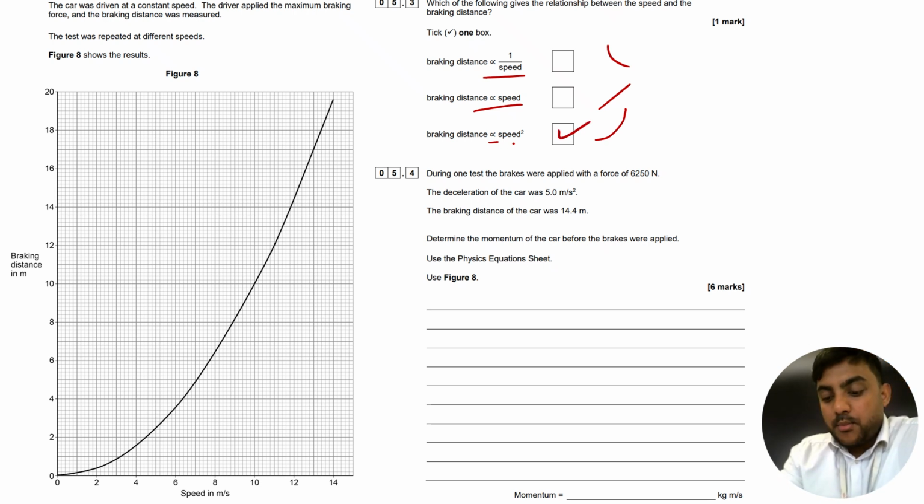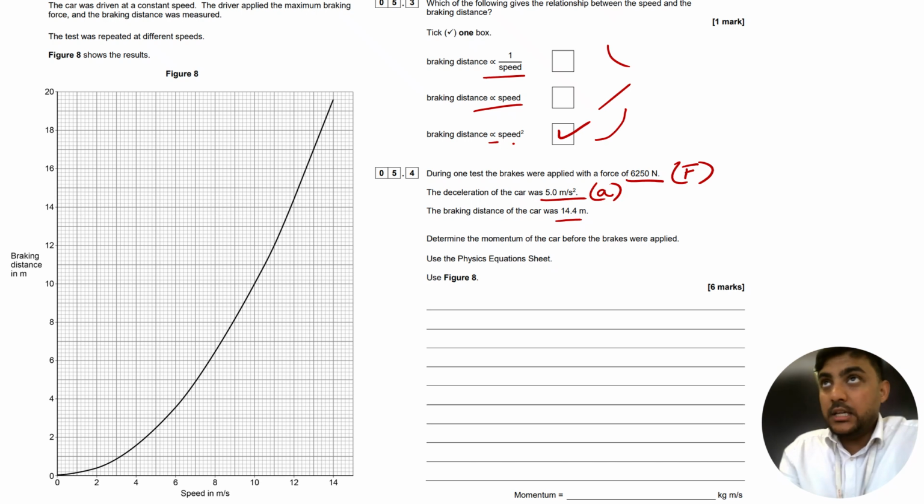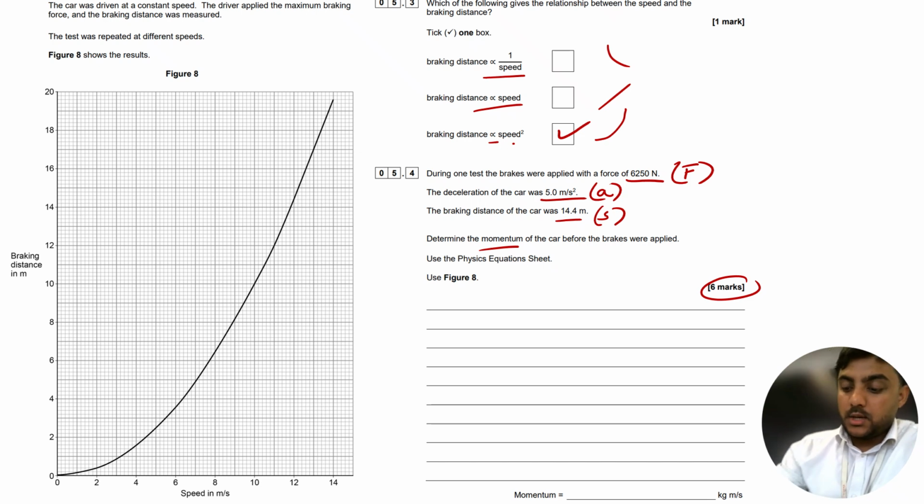During one of the tests, the brakes were applied with a force of 6,250 newtons, and the deceleration of the car was 5 meters per second squared. Now, this is force. Deceleration doesn't really have a letter, so we just use acceleration. And then the braking distance of the car was 14.4 meters. This can be distance, D, or S. I'm just going to use S for now because that's more applicable. Determine the momentum of the car before the brakes were applied. This is a multi-step question, that's why it's worth 6 marks. Momentum has the equation P, P is equal to mass times velocity. That's the equation for momentum.